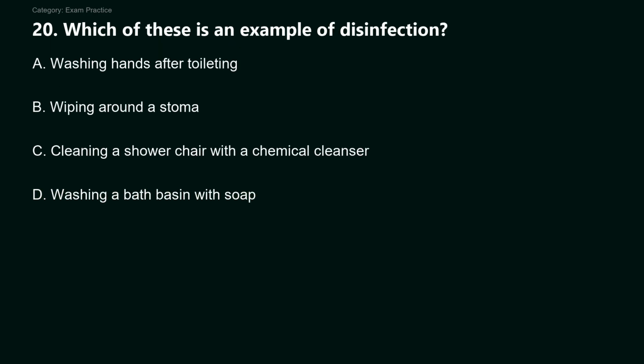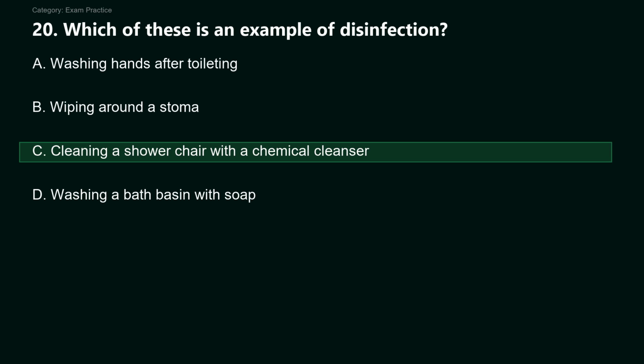Question 20. Which of these is an example of disinfection? Option A. Washing hands after toileting. Option B. Wiping around a stoma. Option C. Cleaning a shower chair with a chemical cleanser. Option D. Washing a bath basin with soap. The correct answer is option C, cleaning a shower chair with a chemical cleanser. Disinfection uses specific chemicals to kill pathogens on shared equipment.